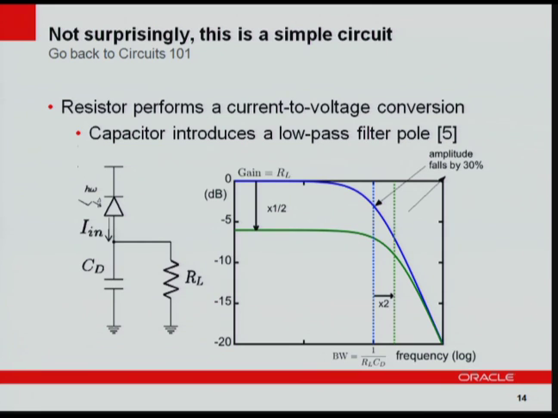From your Circuits 101, you know that the RC system has a bandwidth of 1 over RC. This is a plot of the frequency response of a simple RC, with the 3 dB point being at 1 over RC. If you wanted to increase the bandwidth, say by a factor of 2, that is, move the 3 dB point, you will incur a cost in the gain. The gain, R_L, goes down by a factor of 2. So there's a typical bandwidth to gain trade-off.